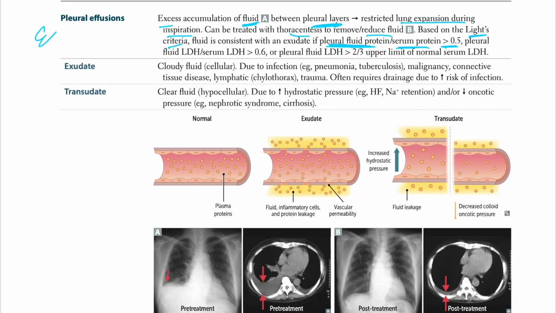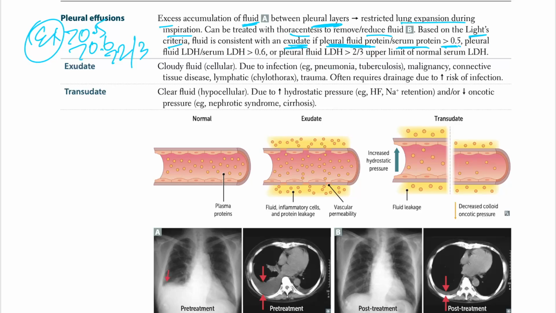So again, the mnemonic here is simple. Exudate is going to be greater than 0.5. Everything with the exudate is just going to be more. One thing we're looking at here is 0.5 in the exudate. Pleural fluid LDH to serum LDH greater than 0.6, or pleural fluid LDH is greater than 2/3 of the upper limit of normal serum LDH. So everything that is increased is going to be your exudate.